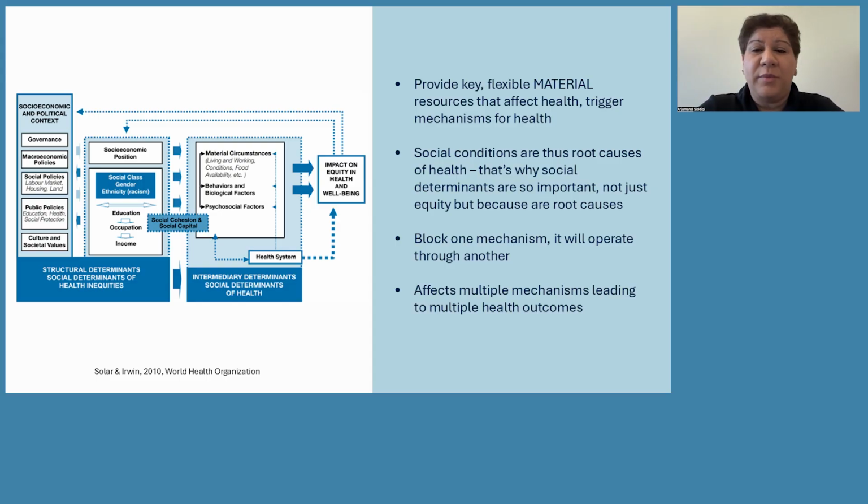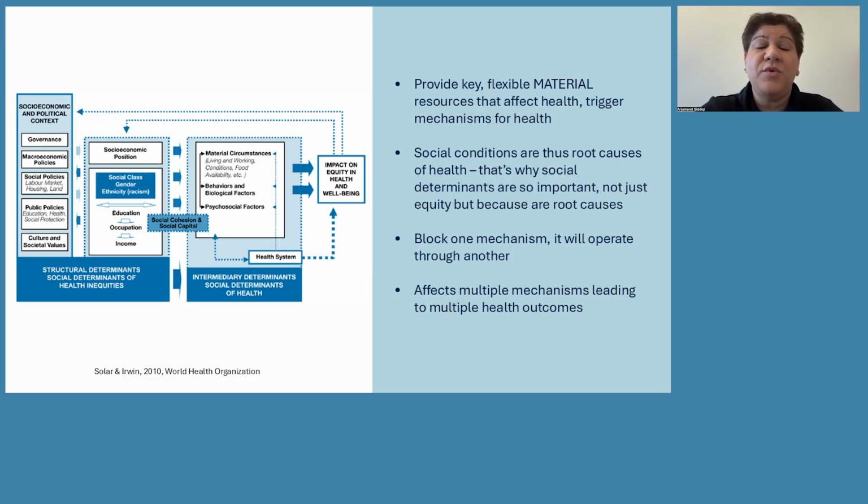And what the theoretical paper suggested is important about them, in addition to the fact that they affect almost every mechanism and every health outcome, the consequence of that, they suggest, is that if you block one downstream mechanism, let's say through a behavioral intervention, the problem is without fixing the root causes, the socioeconomic disadvantage that people experience in some groups, the power of that socioeconomic resource or lack thereof will operate through a different mechanism.